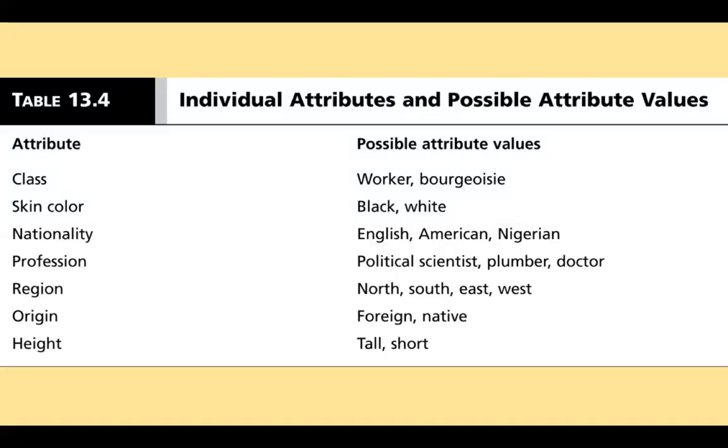Maybe you are mixed race and you don't necessarily fit into one of those categories, and maybe that becomes important for you. In terms of nationality, we can imagine English, American, Nigerian, Ethiopian, Salvadoran, Mexican, or Honduran, and so on and so forth. Maybe if profession is the attribute that matters, maybe you're a political scientist like me, or you're a plumber or a doctor. Maybe you're a lawyer. Maybe you're a garbage collector, or maybe you're a janitor or a teacher, or maybe a cafeteria worker. Maybe in terms of region, you think of north, south, east, or west, or midwest, or southeast. Maybe in terms of origin, we distinguish between foreign or native. In terms of height, we think about tall or short, and so on and so forth.